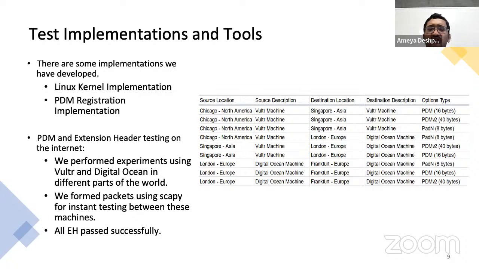So PDM and in general some other extension headers. Mainly, PDM, Pdm Veto and Pdm testing we did across the internet. This is the image of the testing we did. We were working between Vultr and DigitalOcean machines. In general, what we wanted to test was whether extension headers are passing over the internet or whether they're getting blocked by some of the intermediate routers. In all our testing between the locations, Chicago, Singapore, and Chicago, London, Singapore, London.